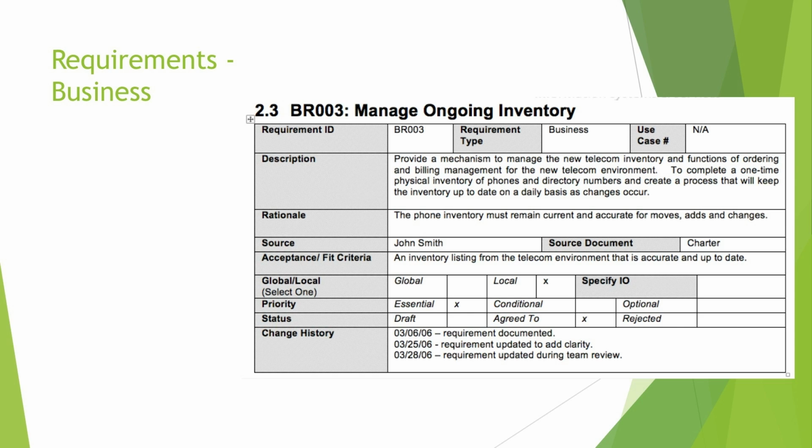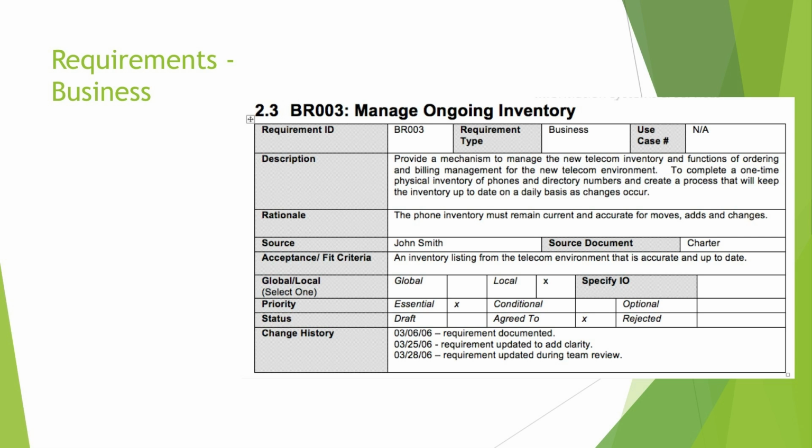Then has acceptance or fit criteria. So this is what you're looking to have as your end deliverable, something that you can tangibly tell that yes, we achieved this or no, we didn't. In this case, it's an inventory listing from the telecom environment that is accurate and up to date. We then look at the level. So this one, because of the size of the company, these were documented as to whether they were requirements on a global or local level.